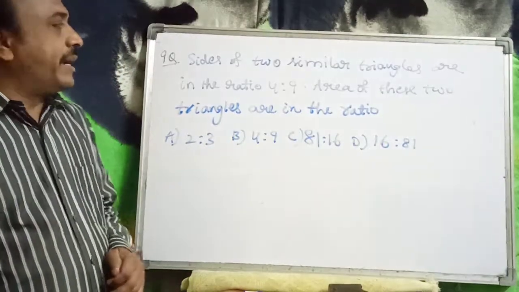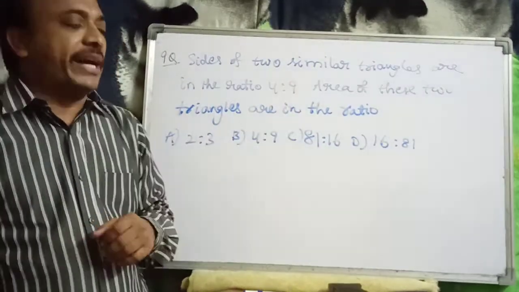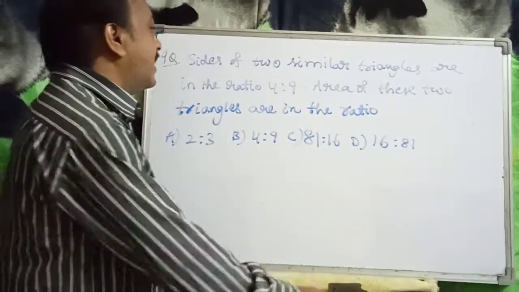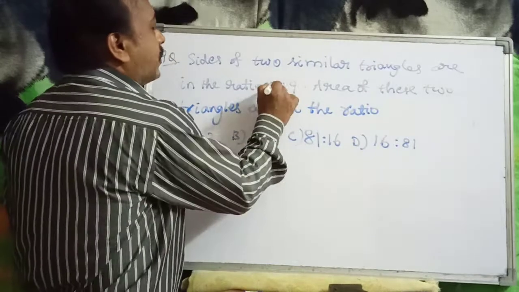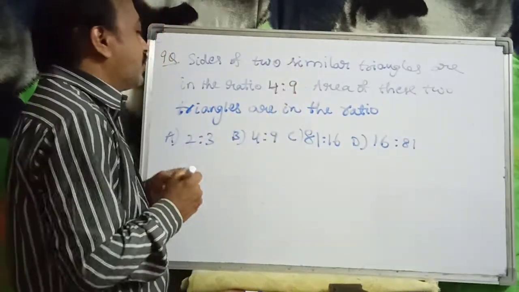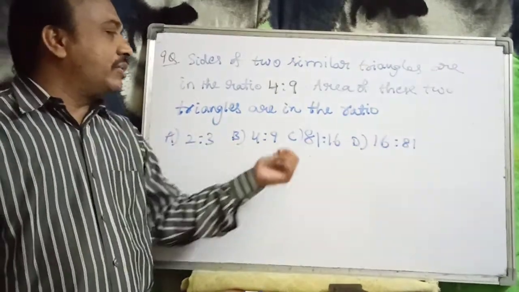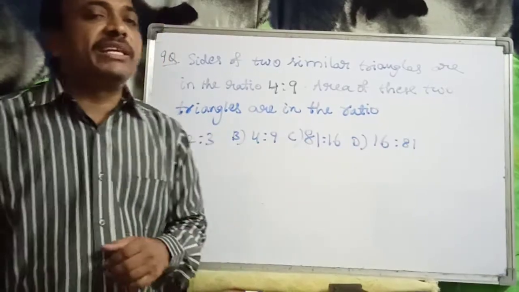Now see question number 9. Sides of two similar triangles are in the ratio 4:9. Then the areas of these two triangles are in the ratio. Options are given: 2:3, 4:9, 81:16, 16:81.